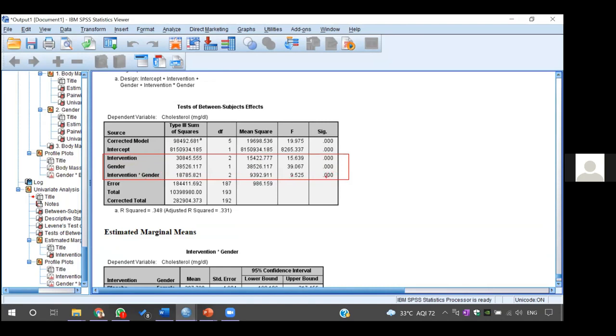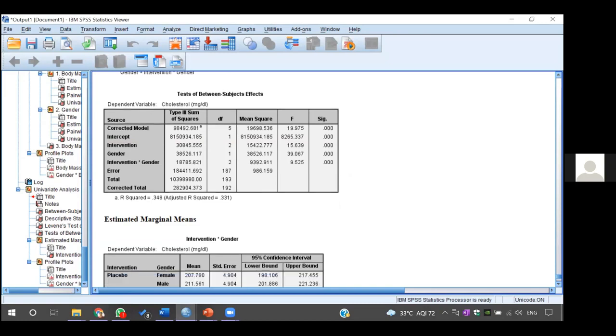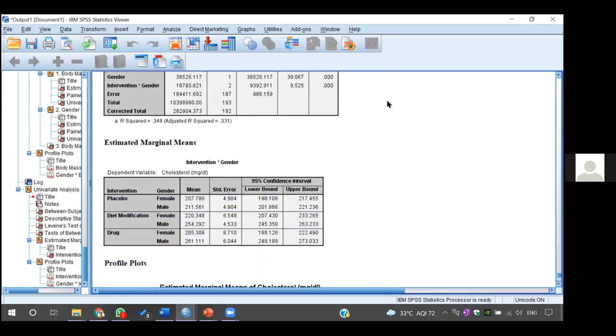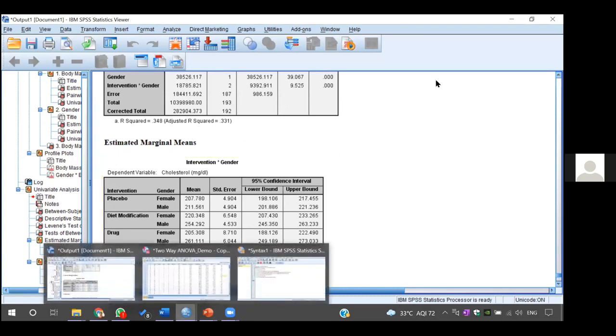So now you have to report the simple main effect. So to report the simple main effect, you can't perform it by simply giving the commands on SPSS because in that case, what you have to do, again, you have to go to Analyze.